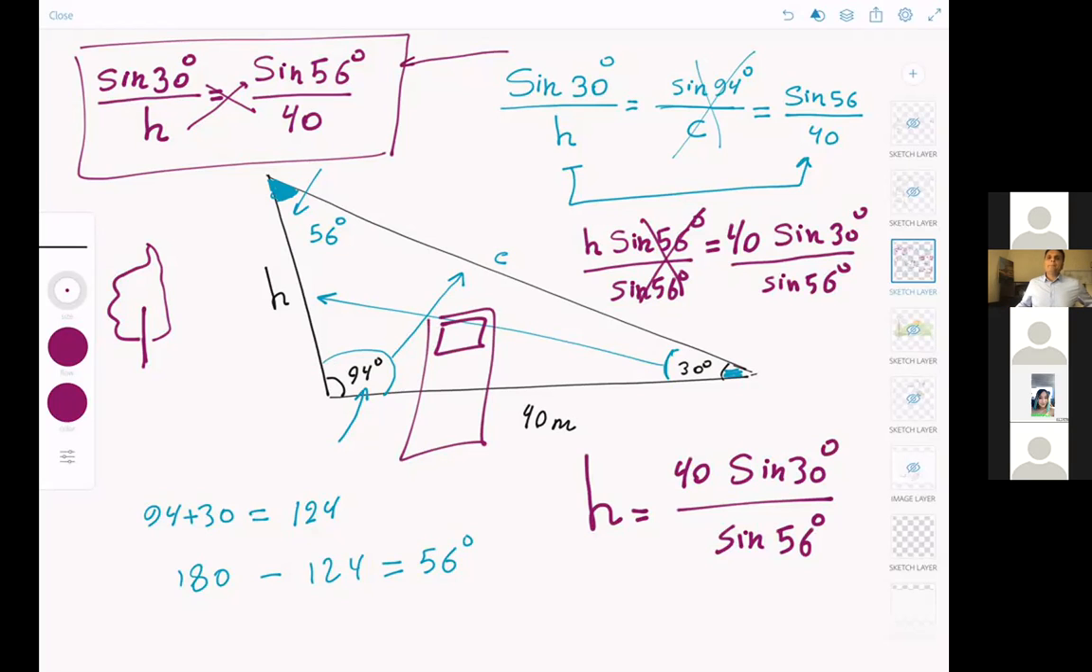And we don't want to mistype in the calculator. First, you have to make sure your calculator has the unit in degrees. Also, the way you punch in, we're going to plug this one in and divide it by sine of 56. Karen, can you do this? Tell me how big is h?